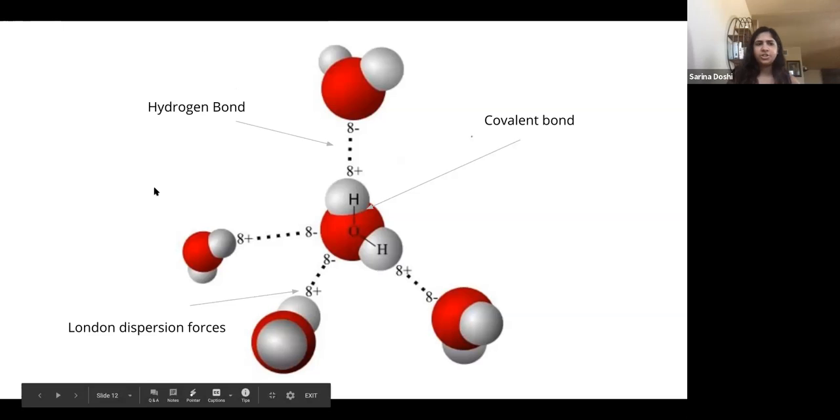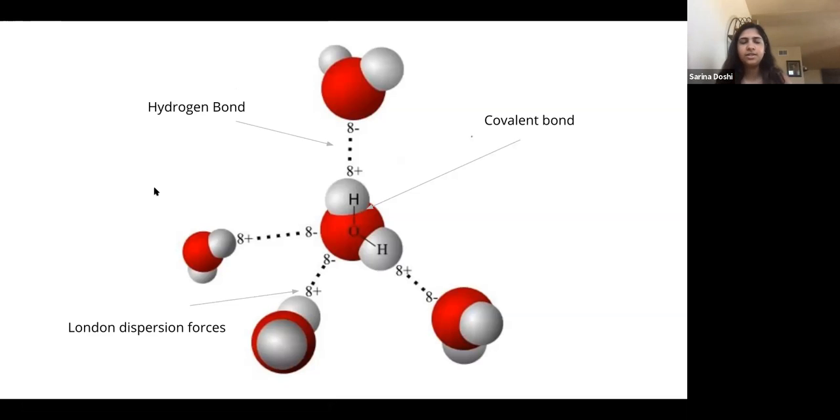I'm not 100% sure how much more depth we'll go into bonds, but yes, covalent bonds are generally found in biology. They're really important to biology, more so than ionic bonds, because covalent bonds are more permanent. And in biology, we need permanence.